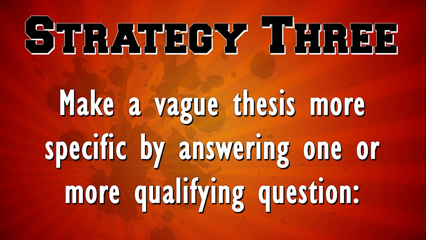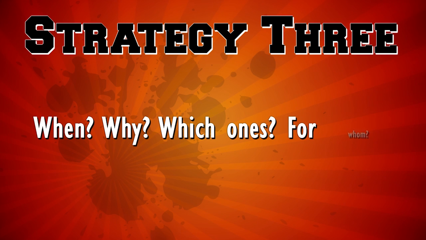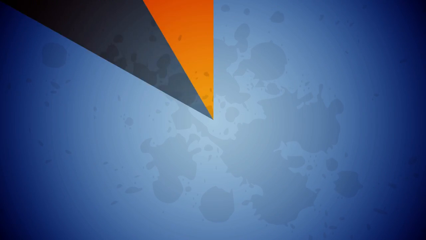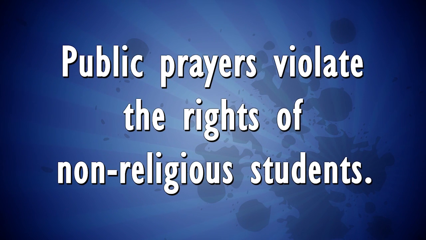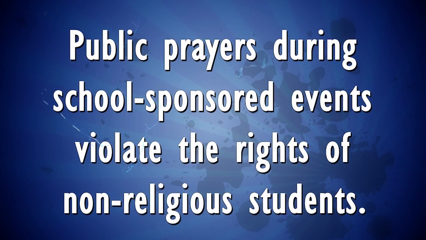You can often make a vague thesis better by answering one or more qualifying questions. When, why, which ones, for whom, how or how much or how often. Let's try it on that last example. Public prayers violate the rights of non-religious students. When? Public prayers during school-sponsored events violate the rights of non-religious students.